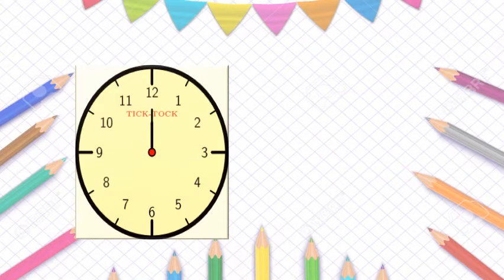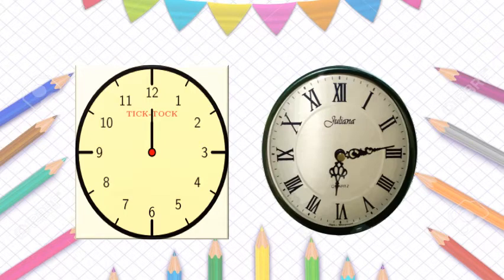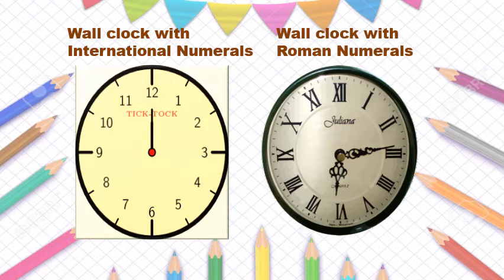Yes, students, please observe this carefully. Here we can see two wall clocks, right? Here the first wall clock has the international numerals, that is 1 to 12, and in the second wall clock we can see the Roman numerals, that is also from 1 to 12. Yes, students, international numerals you know nicely. Today we are going to learn about the Roman numerals. Okay?